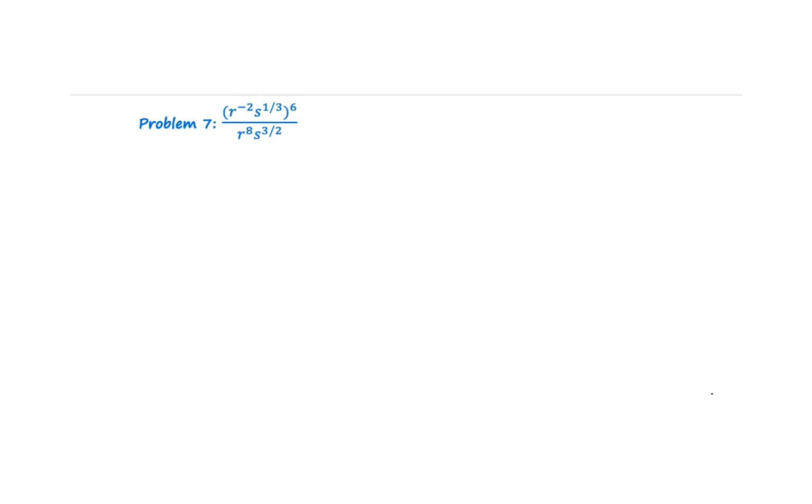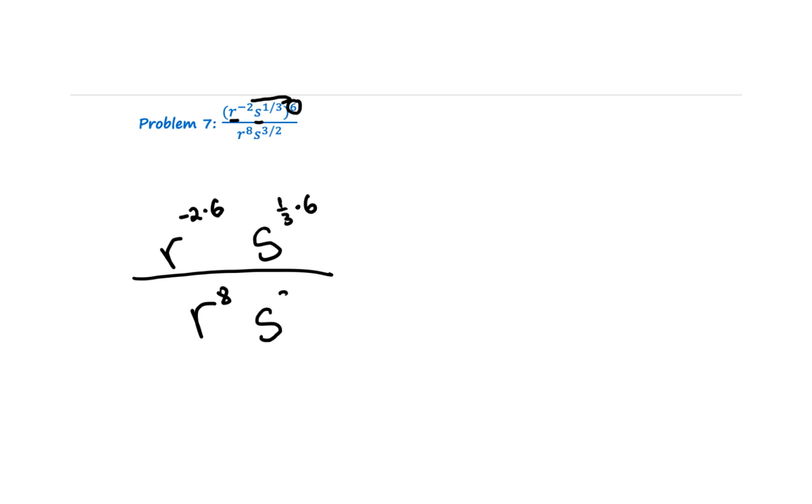So for the numerator, I see that I have two bases here, r and s, for one exponent. So I will work with the numerator first. Then I will distribute the exponent to the other exponents, as we know, right? So that will be r to the power of negative 2 times 6, and then s to the power of 1/3 times 6. And the denominator, I only have two bases, each one of them has their own exponent. So I will keep it as r to the power of 8, and then s to the power of 3/2.